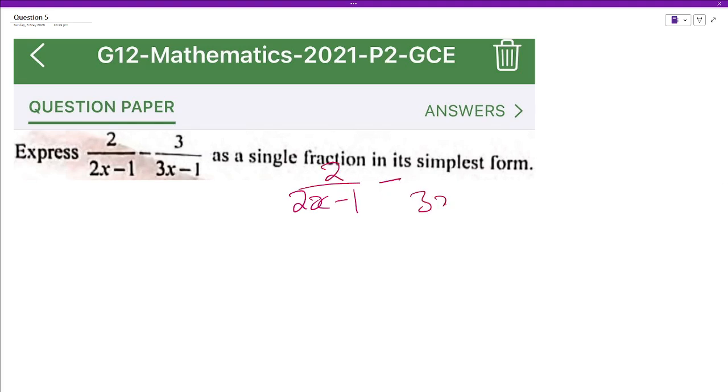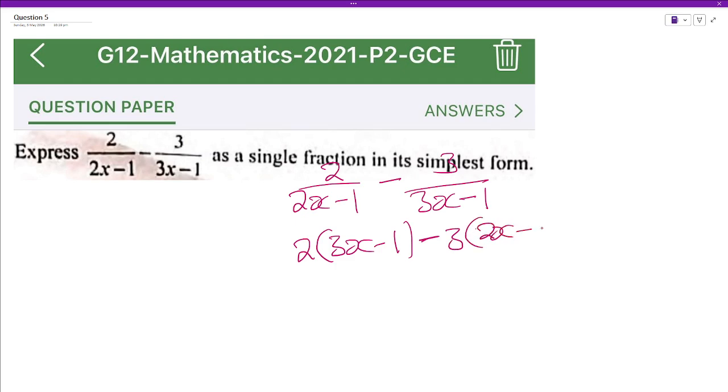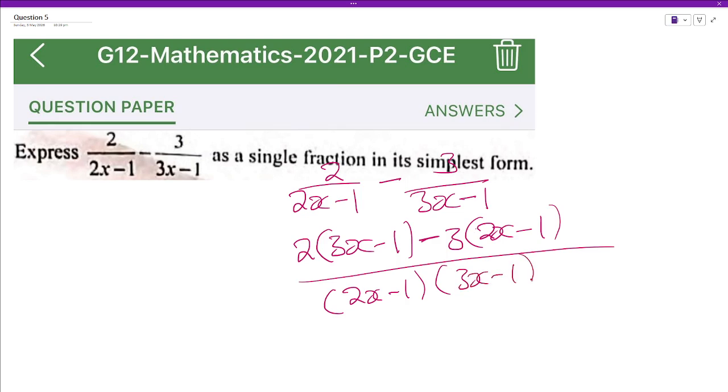Okay, this should be our last question, which is 2x minus 1 on top of a 2 minus 3x minus 1 on top of a 3. So it will be 2 times the 3x minus 1. So we're going to say 2 times 3x minus 1 minus 3 times 2x. I'm sure by now you get it. Okay, everything over the same denominators, 2x minus 1, 3x minus 1.